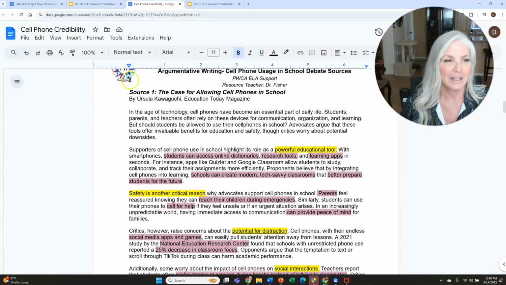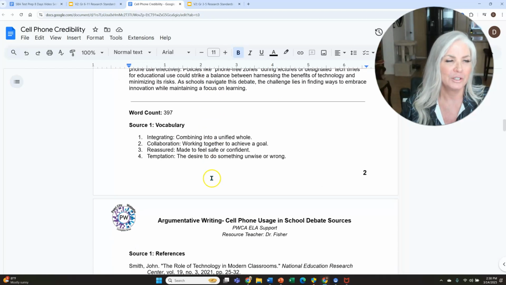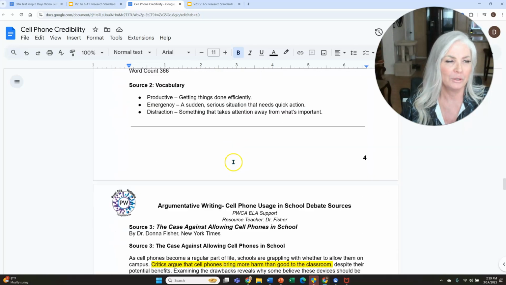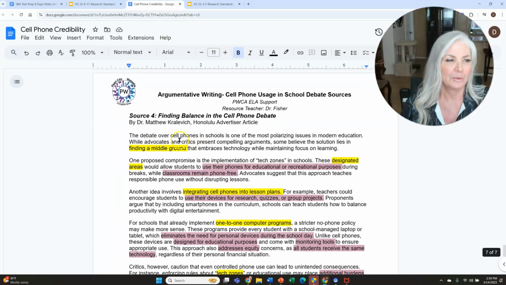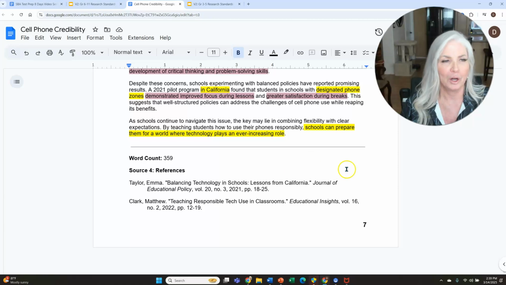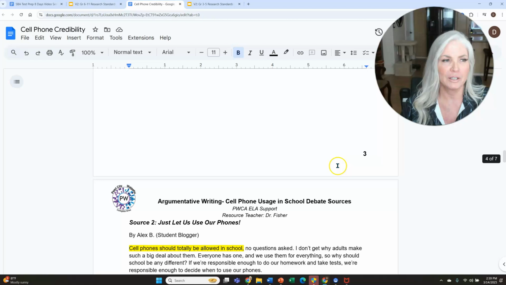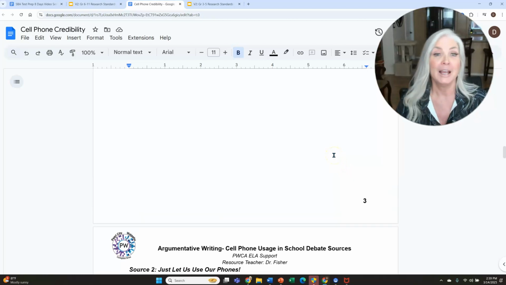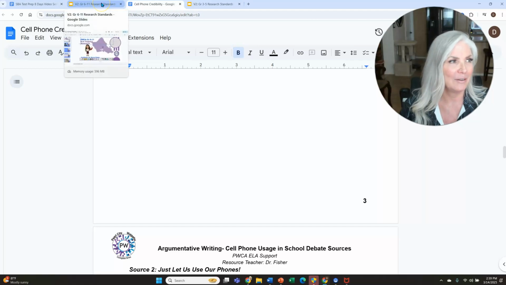So of course, the first thing that I would do is I would read through each one of these articles to understand them. And then after I've read through article number 1, source number 2, source number 3, and source number 4, I would be trying to find evidence for why cell phones should be used in school and why some people argue that cell phones should be used, and then why some folks argue that cell phones should not be used. And I would start a table where I'm collecting that evidence.